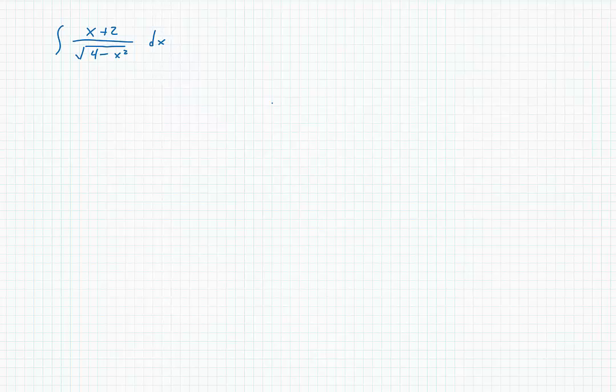So what we're going to do is break this integral up into two parts. We're going to say this is the antiderivative of x divided by the square root of 4 minus x squared dx plus the integral of 2 divided by the square root of 4 minus x squared dx.